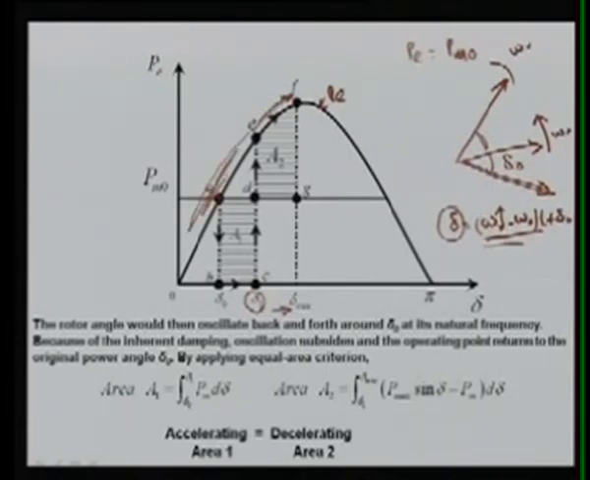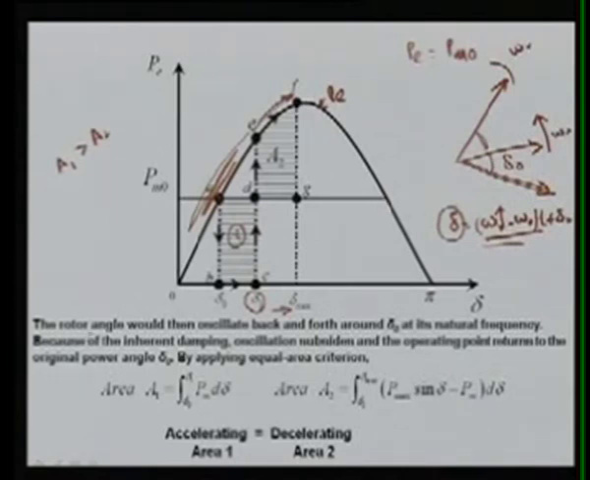So again there will be oscillation around point A, and finally due to the damping of the system it will be damped out, and your final steady state operation of the system will be a stable operation. Now the question again arises: if this area A1 is greater than area A2, until what point? Till a certain range, then the machine will be unstable.